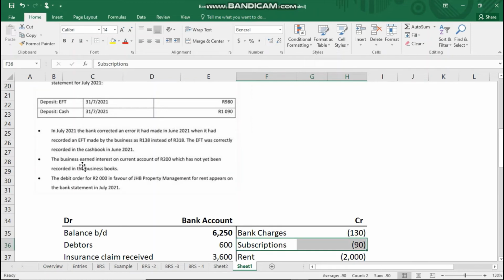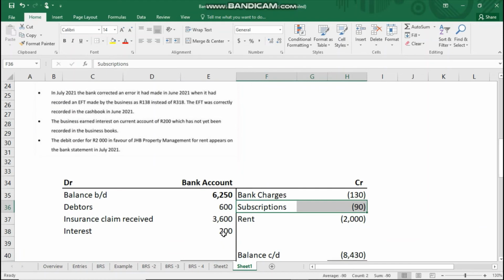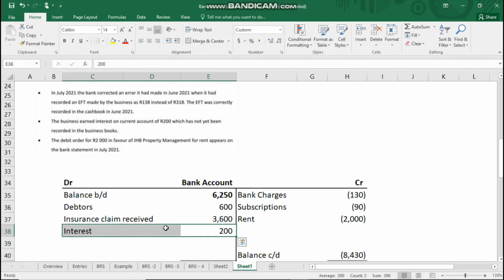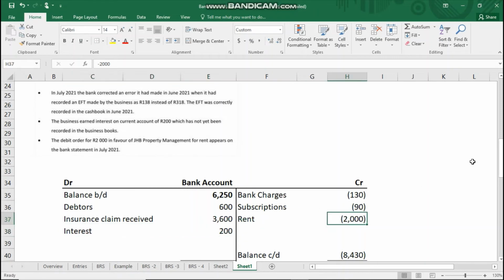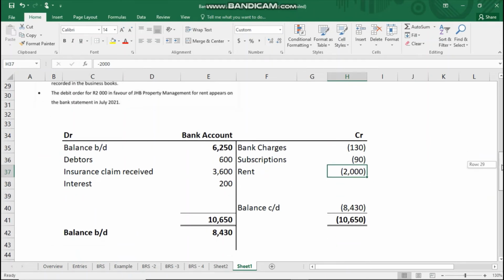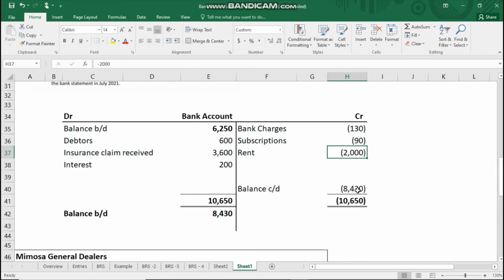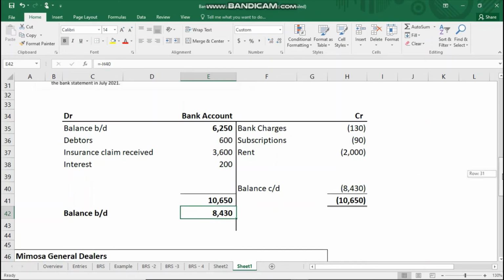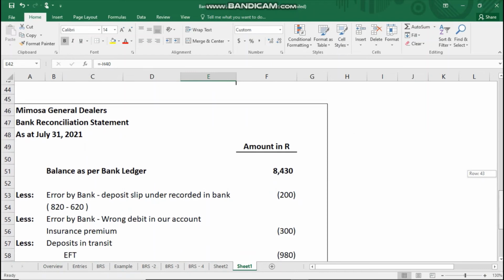Then we have an interest. Business earned interest on current account R200, which is credited in the bank. This is interest earned. Interest income will be credited and bank account is debited. Then we have the rent, which was debited by the bank, so I credited the bank account and rent expense must be debited. So I've posted all the recordable items in the bank account, and I have calculated the updated bank ledger balance, which is 8,430. From this balance I will start creating my bank reconciliation.